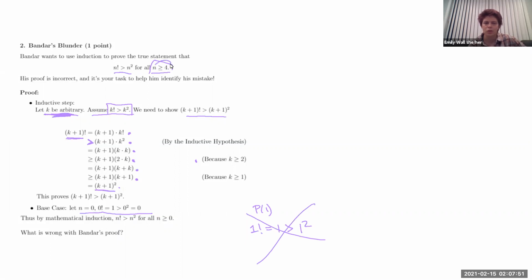It's because we're only proving this for n greater than or equal to 4. This is not a good base case. That's it. That's actually the issue here. The base case is wrong.